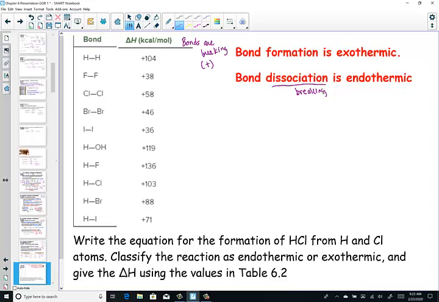So let's practice just reading this chart with this example problem here. It says, write the equation for the formation of HCl from H and Cl atoms. So it's just saying, here's an H, here's a Cl, and it comes together to make HCl. This is a hydrogen atom. This is a chlorine atom, and this is a hydrogen chloride molecule. That's all it's really telling us. Now, did we form a bond or break a bond? Well, clearly we see a formation of a bond. So delta H is going to be negative because we made a bond.